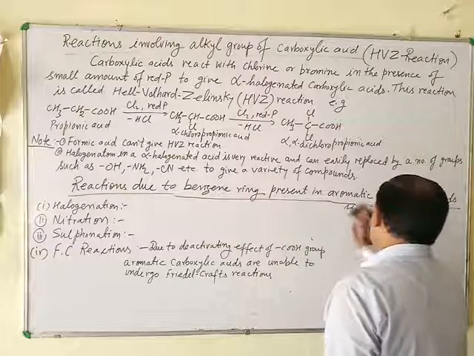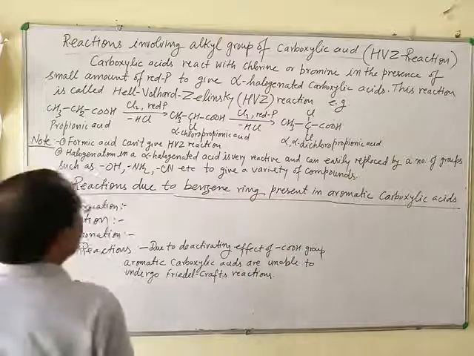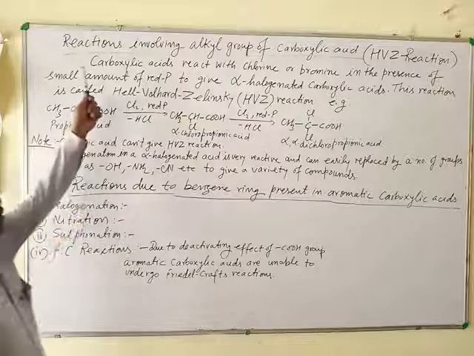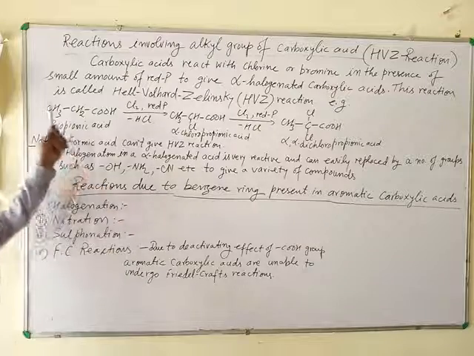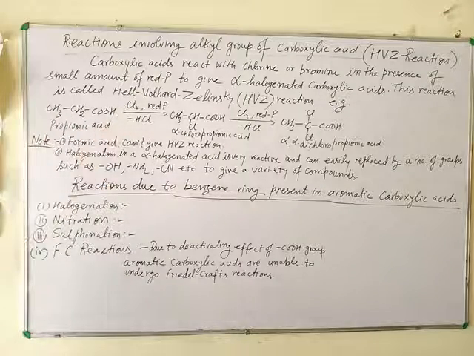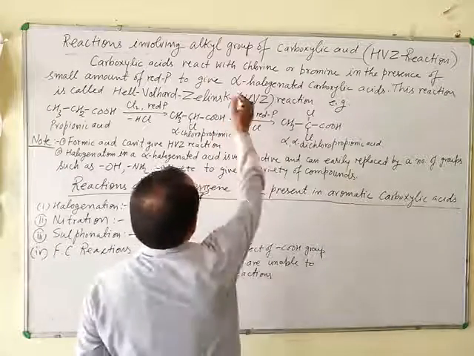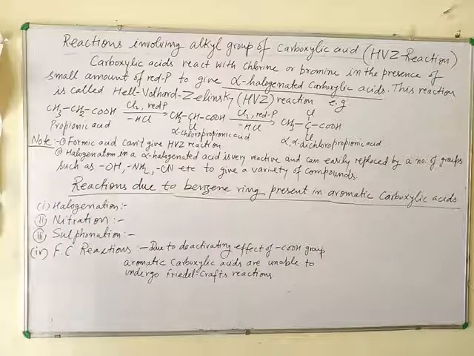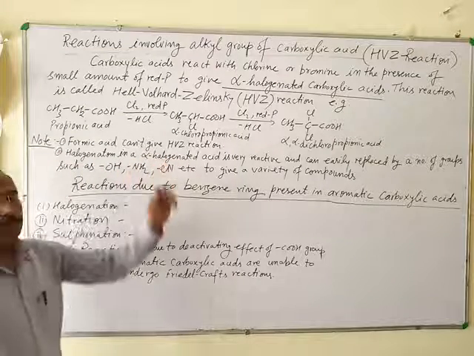And this reaction is called Hell-Volhard-Zelinsky reaction, and in short it is written as HVZ reaction. Carboxylic acid reacts with chlorine or bromine in the presence of a small amount of red phosphorus to give alpha halogenated carboxylic acid. Only alpha halogenated carboxylic acid is formed in this reaction, and this reaction is called HVZ reaction. It means formic acid cannot give HVZ reaction.